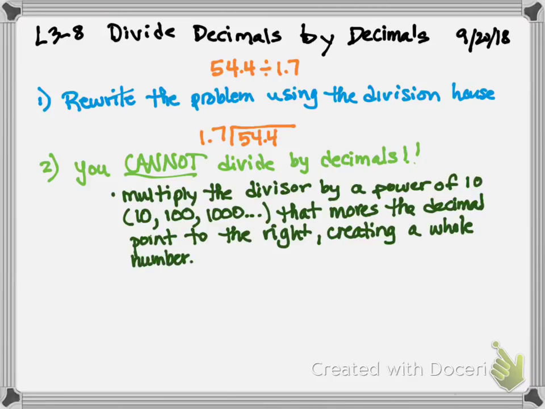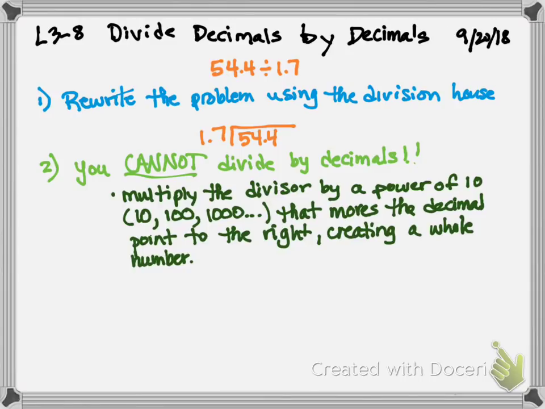So you can think about it this way. I need to move that decimal point in 1.7 one place to the right. That's how many zeros my power of 10 will have. One place, 1 zero, 10. Two places, 2 zeros, 100. 3 places, 3 zeros, 1,000. Okay? That's the correlation. How many places represents how many zeros in my power of 10.